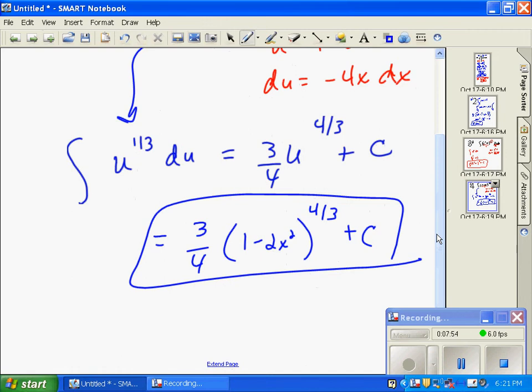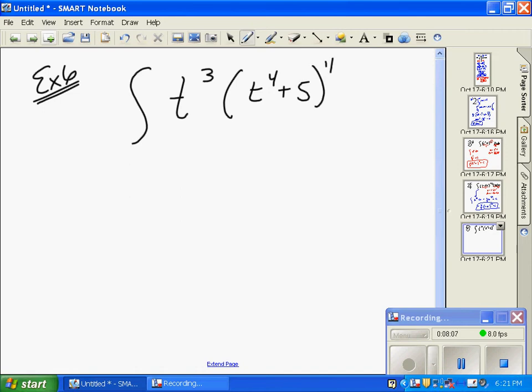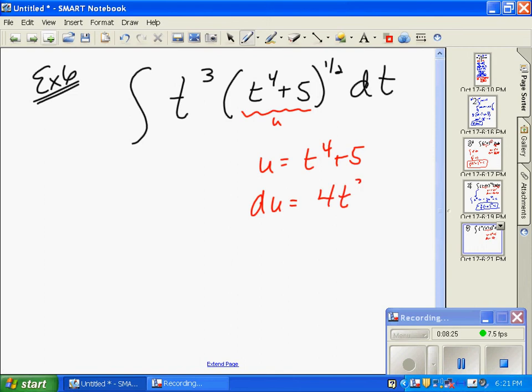That's 5. So example 6. Okay, example 6. We all need to be ready for example 6. Everybody paying attention? I have t cubed. I'm going to rewrite this as (t to the 4th plus 5) to the 1/2 power dt. That radical I'm just going to go ahead and change to a 1/2 power. Okay, once again, inside the radical, I'm going to let that be my u, which is t to the 4th plus 5. And then my derivative of that is going to be 4t cubed dt.